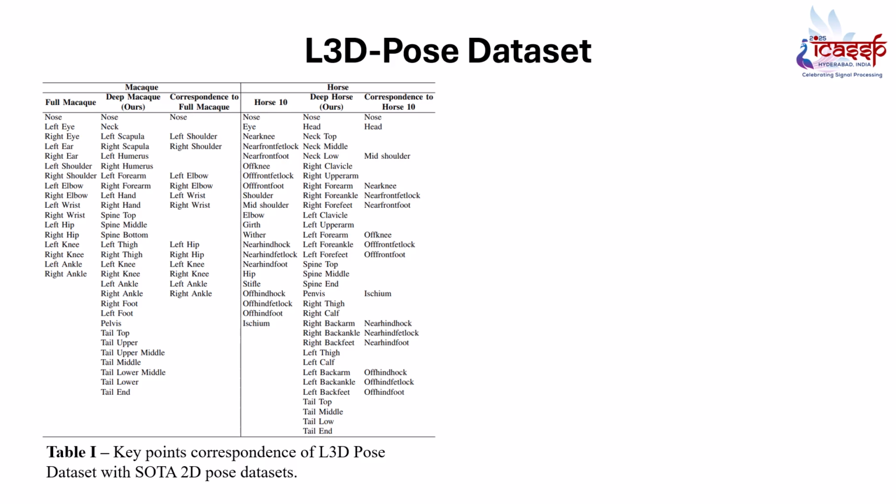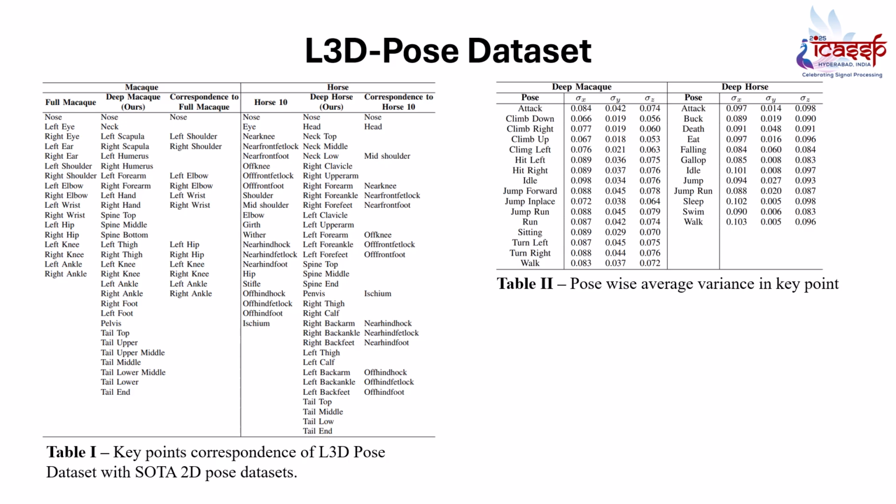To solve this, we define a novel set of anatomically significant key points tailored for animals. For instance, in our work, the Deep Macaque dataset has 29 key points and the Deep Horse dataset has 33 key points. Table 1 here represents the key points correspondence of our dataset with the state-of-the-art datasets.